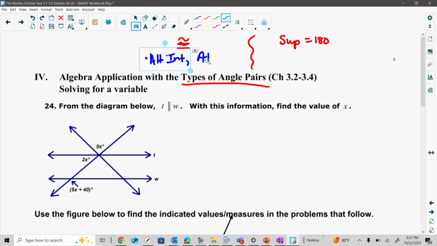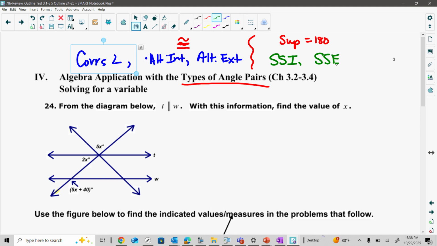your alternate exterior, and I ran out of room, so I'm gonna come over here, your corresponding. Okay, alternate interior, alternate exterior, corresponding. The types that are supplementary, formed with the parallel lines and transversal, are basically our same side interior, or consecutive interior, and same side exterior, or consecutive exterior.